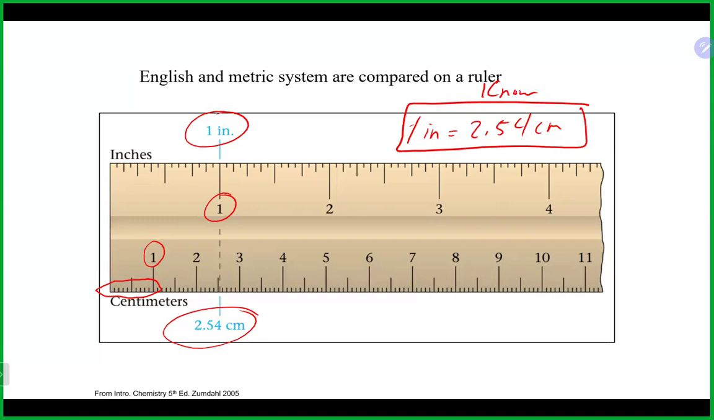That is definitely a conversion they want you to know. That's what's known as an exact conversion. So 1 inch is exactly 2.54 centimeters. So that's what's sometimes referred to as an exact conversion.